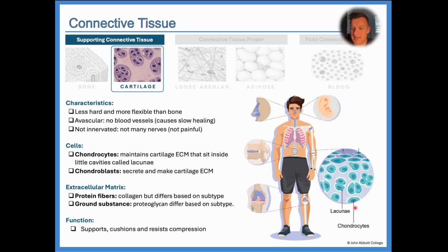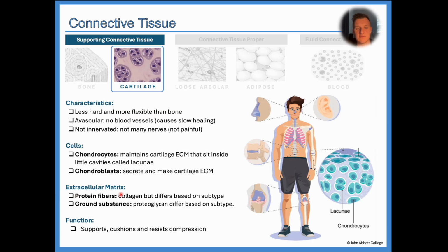So they're sitting in these little pits, and they're making all of this purplish ECM on the outside. Okay, chondroblasts are constantly making the ECM. These are the more immature cells. They're growing the cartilage, and then they become retired chondrocytes that just maintain the ECM. They don't make too much of it.